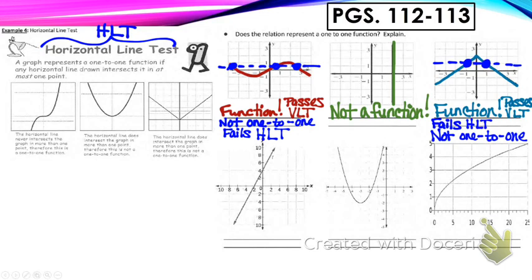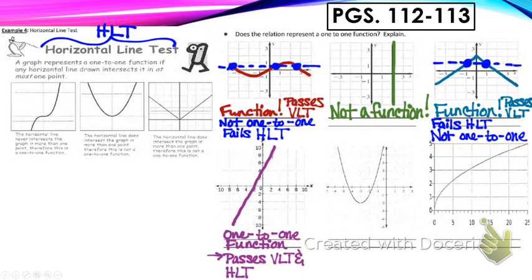What about this line down here? Is that a function? Yes. Is it 1-to-1? Yes. This is a 1-to-1 function. It passes both tests, the vertical line test and the horizontal line test.